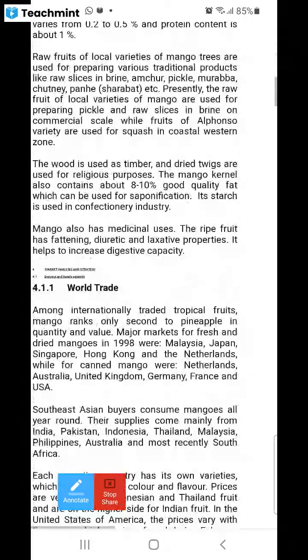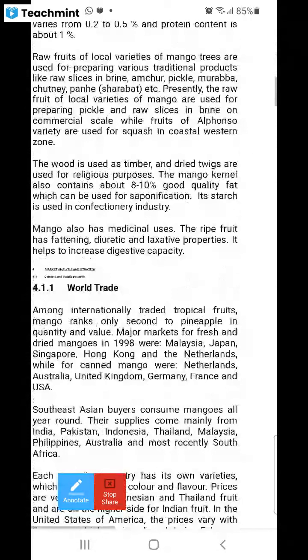Next is the edaphic requirements. A well drained, fairly deep soil, meaning 2 meters, loamy or rich in organic matter, is the best, and the pH range should be between 5.5 and 6.7. So the pH range is 5.5 to 6.7. This is the edaphic requirement.